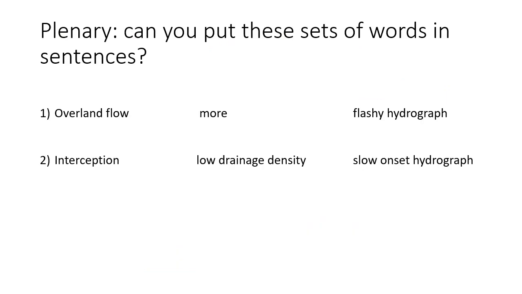And lastly, just before we end, two sentences. Can you come up with a sentence that uses the words overland flow and more flashy hydrograph? And can you come up with one using interception, low drainage density, and slow onset hydrograph? So there's a challenge. Mine for the first one would be: the more overland flow, the more flashy the hydrograph is. There you go. You have a go at your other one.